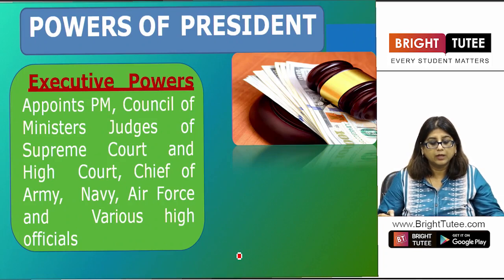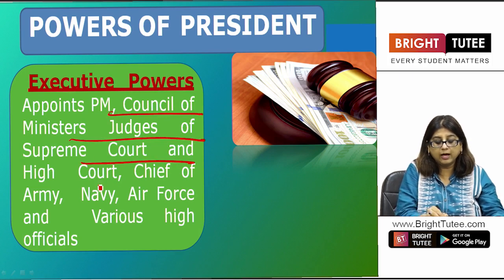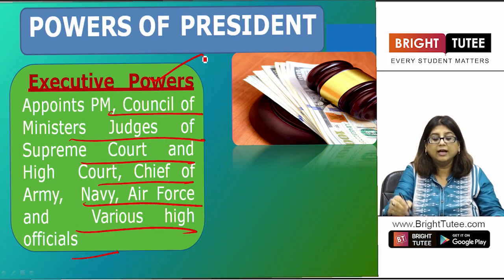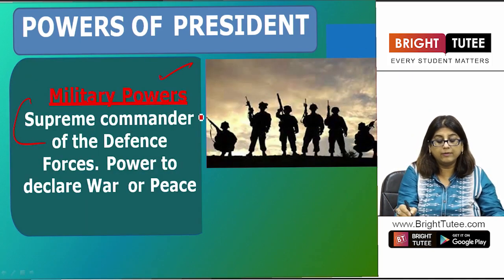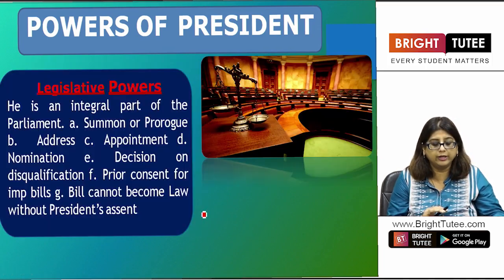ordered. Now, the powers of the president: appoints PM, Council of Ministers, judges of Supreme Court and High Court, Chief of Army, Navy, Air Force and various high officials. These are the executive powers. Then military powers: he is the supreme commander of the defense forces. Power to declare war or peace is in the hands of the president only.